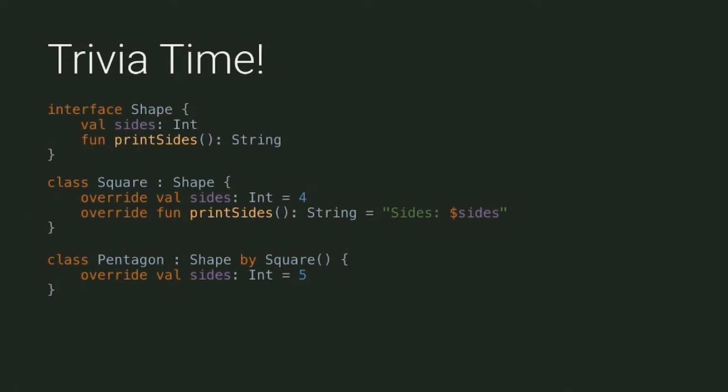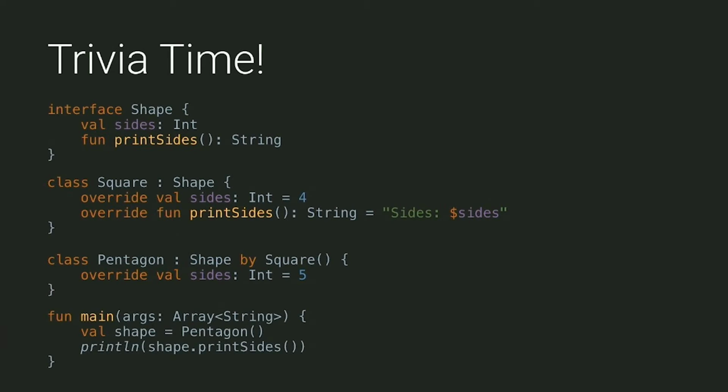We can create another class called Pentagon, also implementing Shape, but in this case we are delegating the implementation of the interface Shape to an instance of the class Square that we previously declared. Also, we decide to override one of the properties from the Shape interface called size, and we change it to 5. Why do we do this? Because obviously the Pentagon has 5 sides, but also because we don't want to override the print method, since it looks like it's still valid in our use case. It's still printing size, and it's calling the property size.